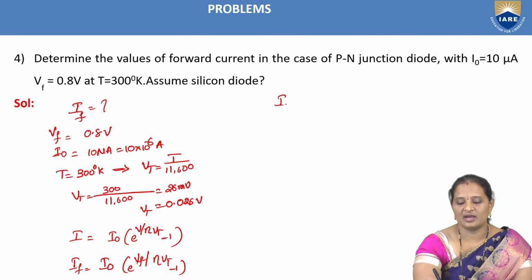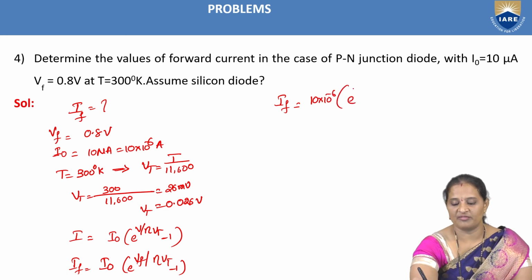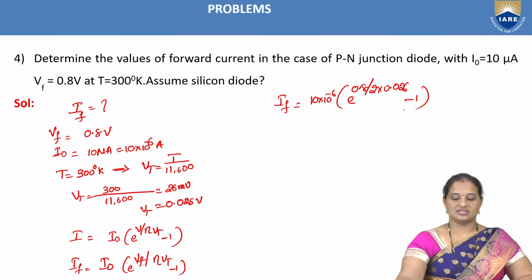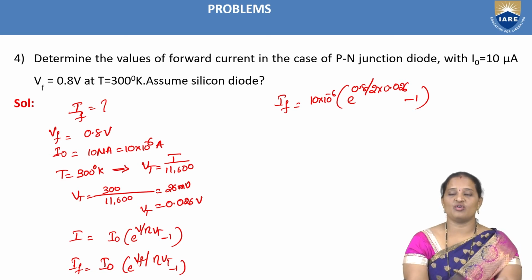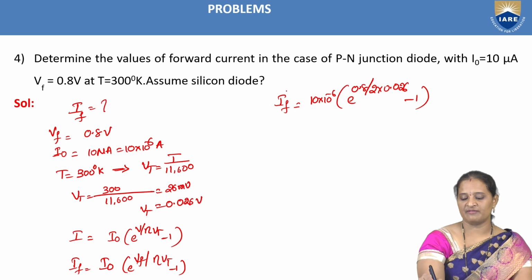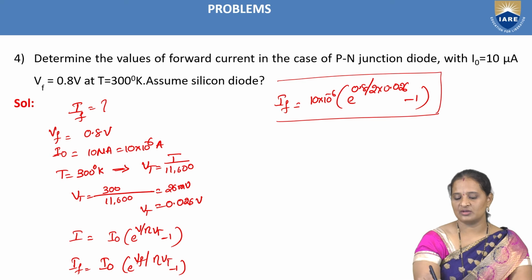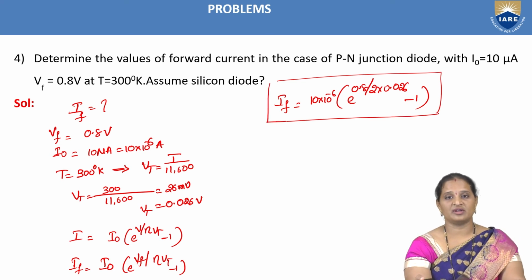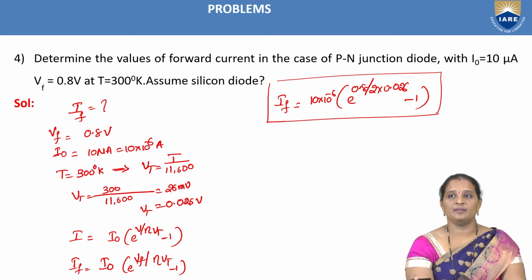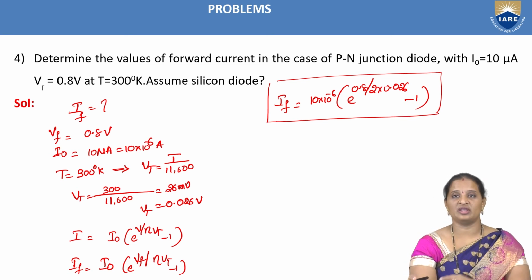So we all know that forward current If is equal to I naught value, 10 into 10 to the power of minus 6, e to the power of V value 0.8 divided by 2 into 0.026 minus 1. So this is the formula, just simply substituting all the values in the current equation so that you can find out the forward current. Just calculate this value using a calculator so that you can find the forward current flowing through the diode when the applied voltage is 0.8 volts.